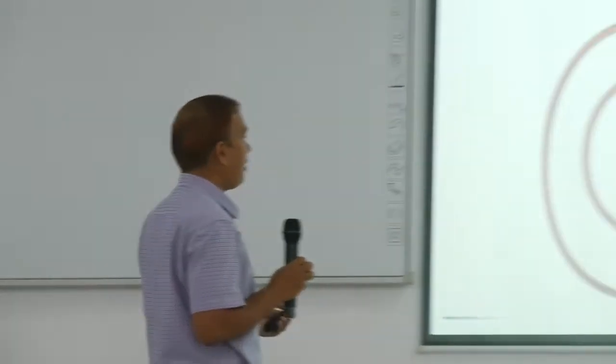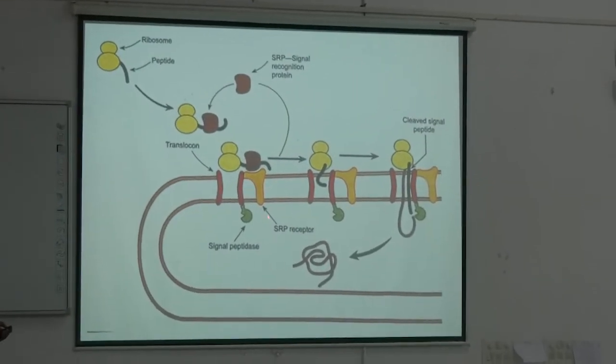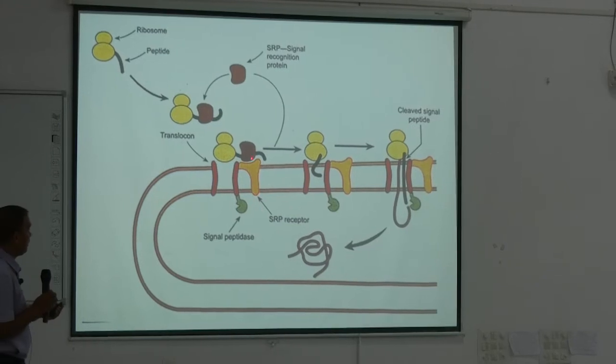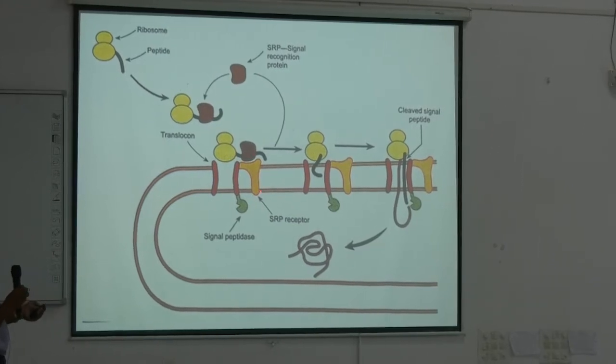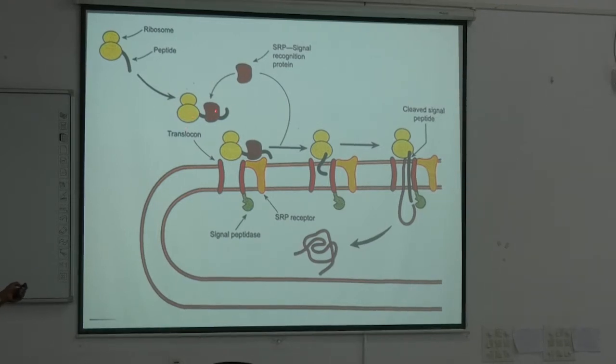So this is one kind of integral membrane protein which is present in the endoplasmic reticular membrane. This SRP receptor, the translocon or the ribosome, and the signal peptide along with SRP will bind to the SRP receptor to form an SRP complex. So after this binds, what will happen?